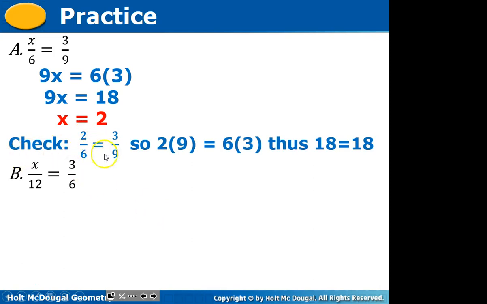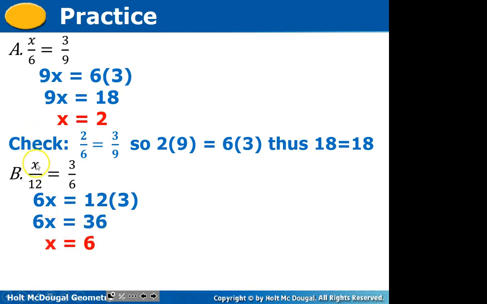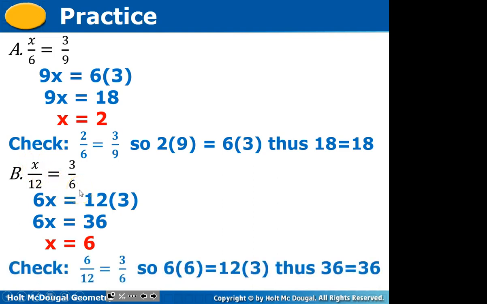And I can cross multiply here. 2 times 9 equals 6 times 3. And 2 times 9 is 18. And 6 times 3 is 18. So we can check this problem by cross multiplying again. So for part B, again, we're going to do the same thing. 6 times x is equal to 12 times 3. 6x equals then 36. 6 into 36 is 6. So again, we can check this. 6 times 6 is 36, right over here. And 12 times 3 is 36 as well. So that's the way you can check these problems.